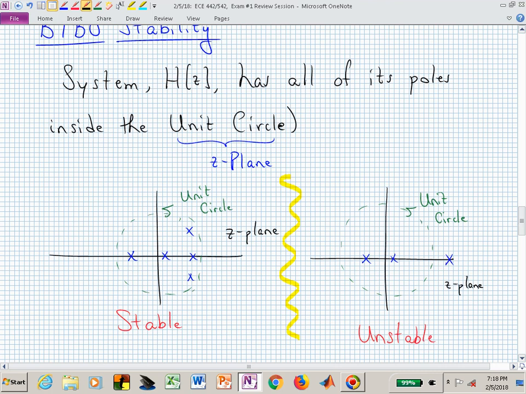And here is a visual of that. And it only takes one bad apple, one pole outside the unit circle to cause the whole system to be unstable. You could have 1,000 stable poles or 1,000 poles inside the unit circle, one outside, and boom, that whole thing is unstable.